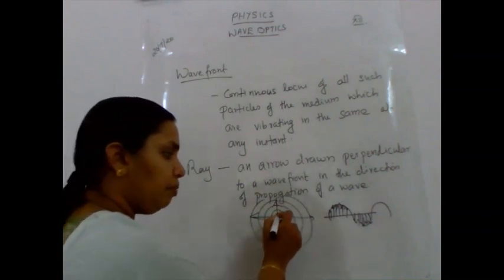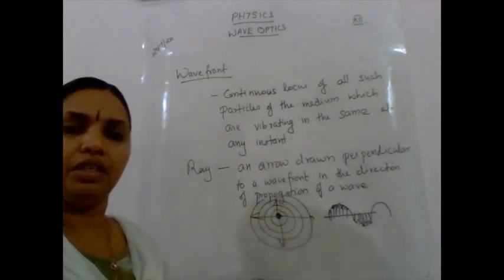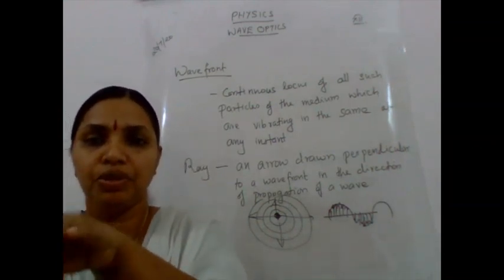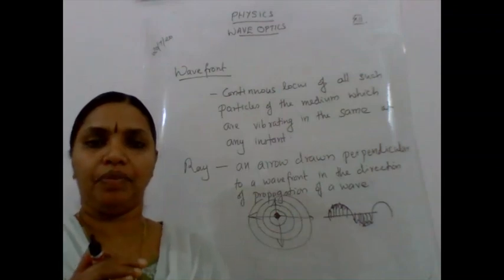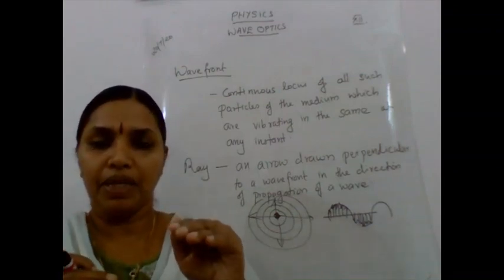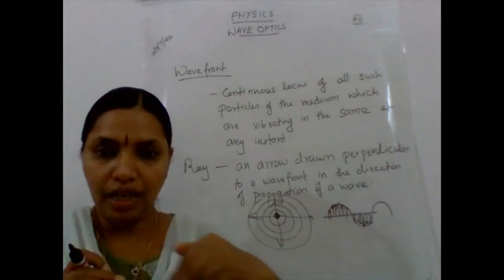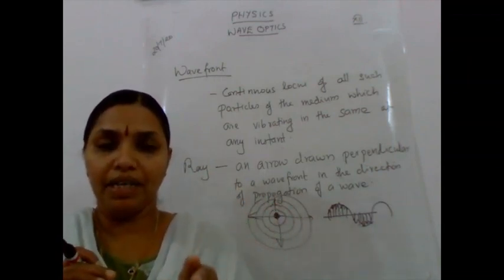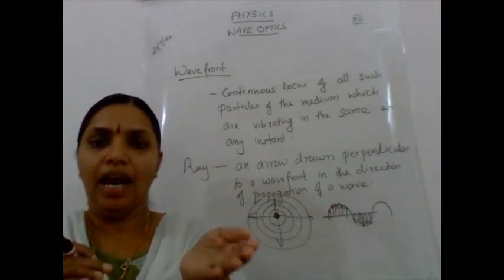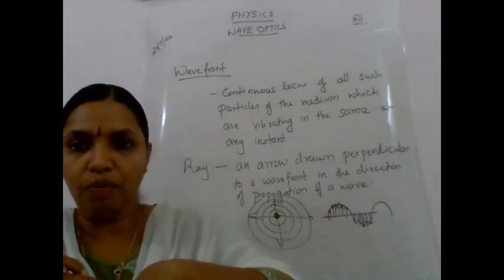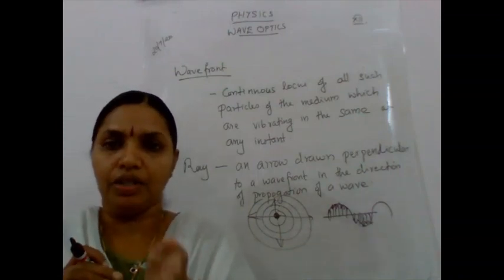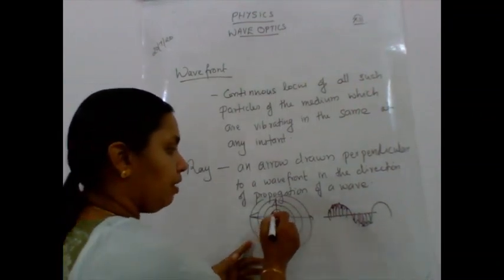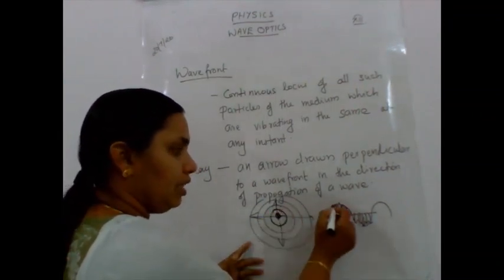Here, the point where the stone has dropped is the source of energy. That energy is distributed to all the particles in the water. So the particles in the water, at a location, are all vibrating in the same direction, and next to that, they are vibrating in the opposite direction, then upward, downward, like that. So if you join all the points which are vibrating in the same direction, that is, in the same phase.